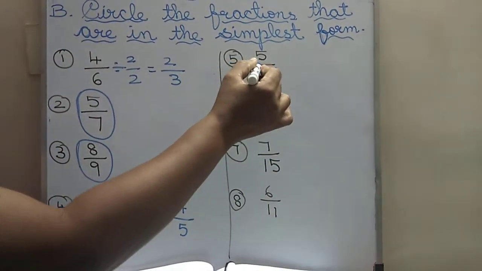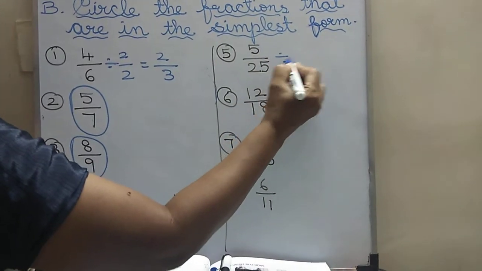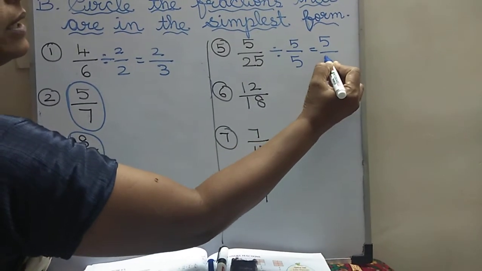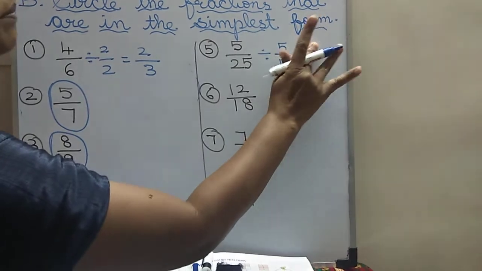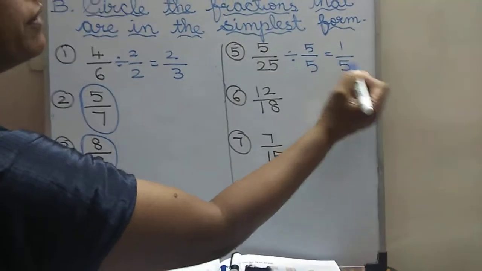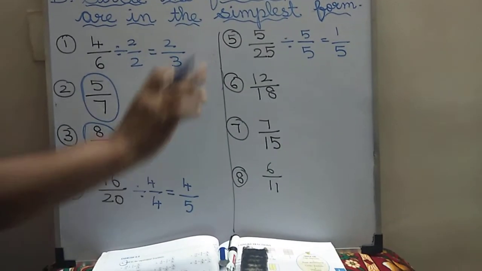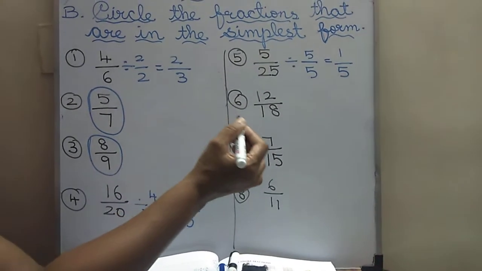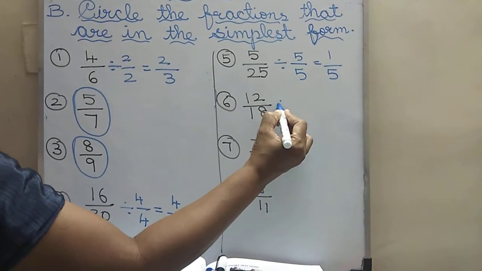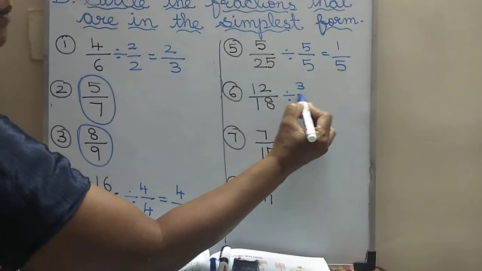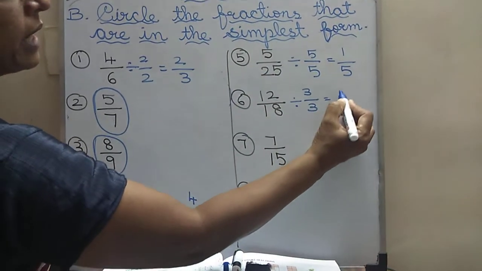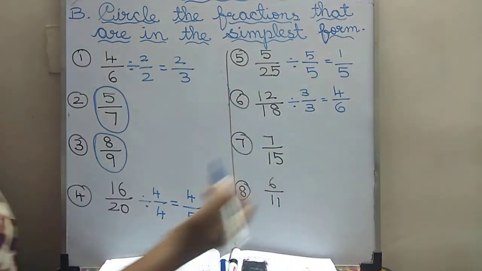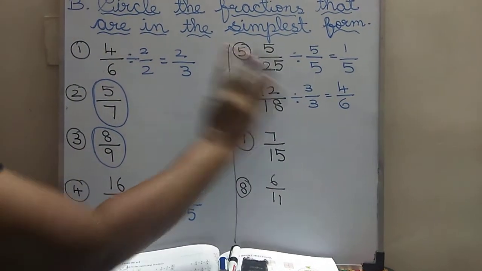Okay, here 5 by 25. Here also it goes in the same table. 5 by 5. What answer will come? 1 by 5. 1 5 is 5. 5 5s are 25. So this is also not the simplest form. And then here 12 by 18. This also will go in the same table, isn't it, children? You can put 3 by 3. 4 3s are 12 and 6 3s are 18. So this is also not the simplest form.